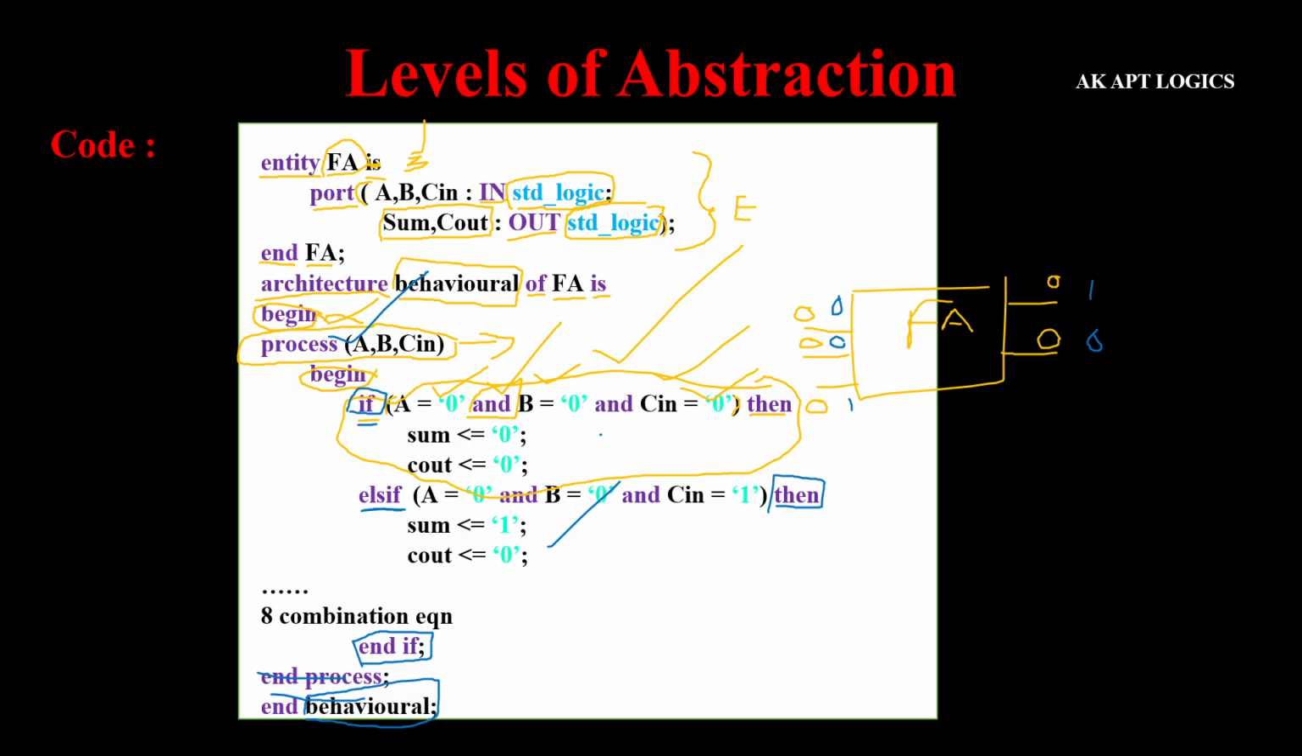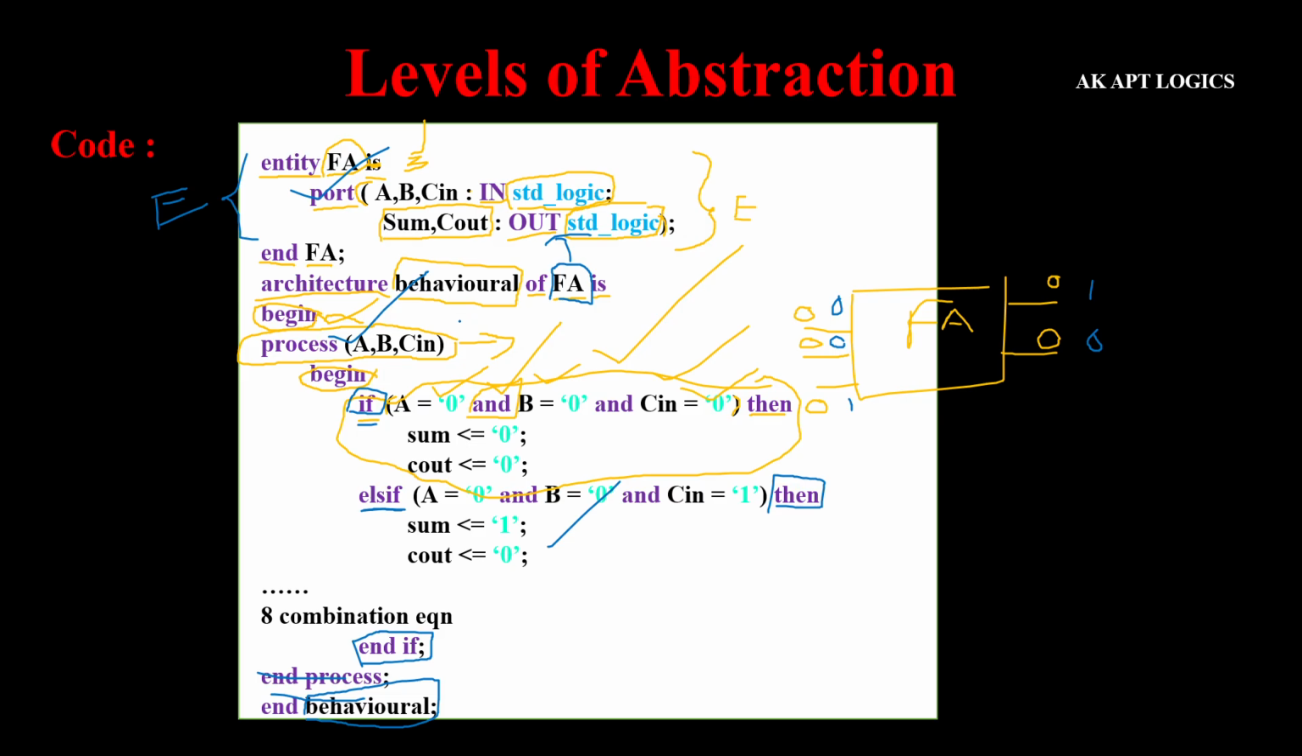So what we have done is, initially we have written an entity for the full adder, which specifies the inputs and output ports using the port clause. After that we have written the architecture for the entity. For that only we have specified behavioral of FA. What this FA indicates is the entity. For this above entity we are going to write the architecture.